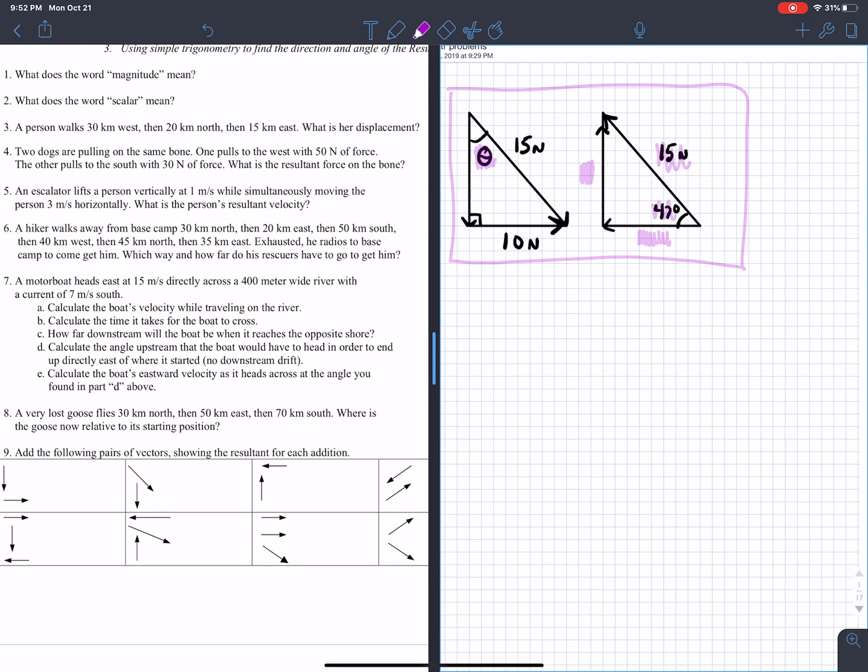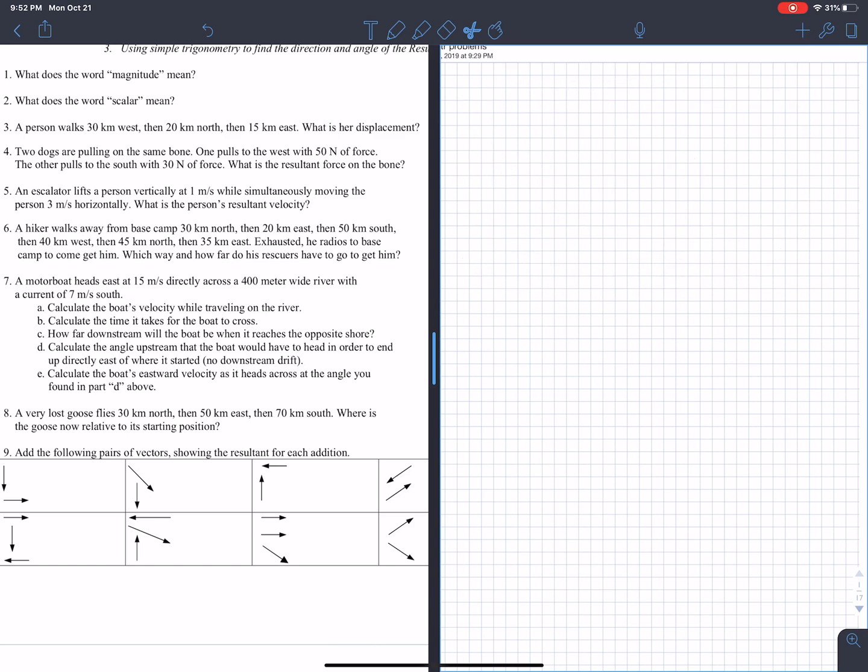But today, what you're going to be expected to do is to be able to sketch out the diagrams yourself and then answer the questions from that diagram. So let's see what this actually means. We have a couple of sample problems here. We'll take number 3 for a starter. Number 3, it says a person walks 30 kilometers west, then 20 kilometers north, then 15 kilometers east. What is her displacement? So you kind of have to envision how much space you're going to need for this.